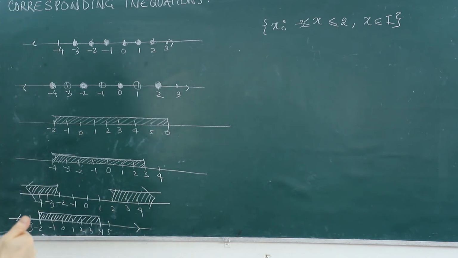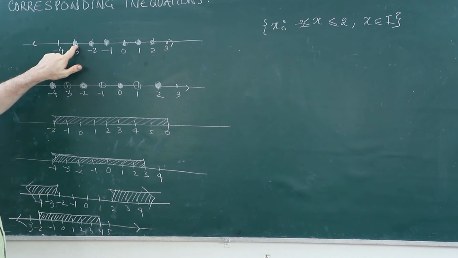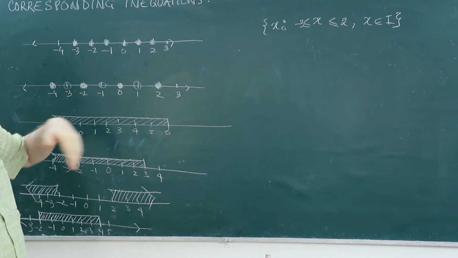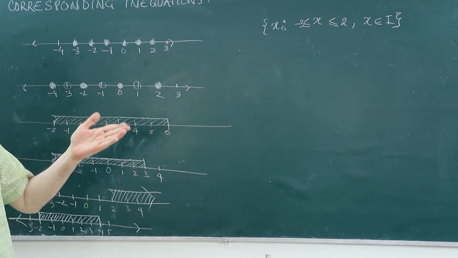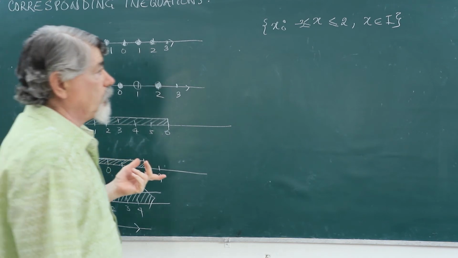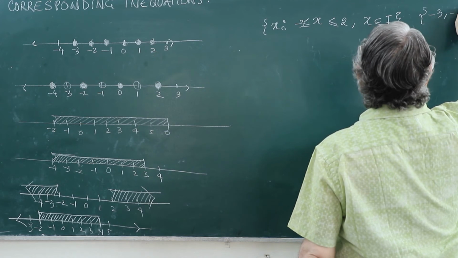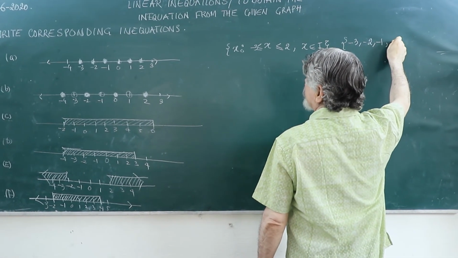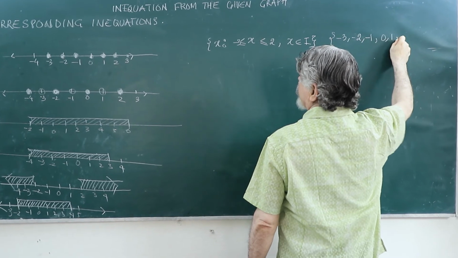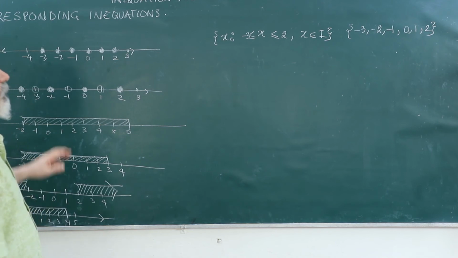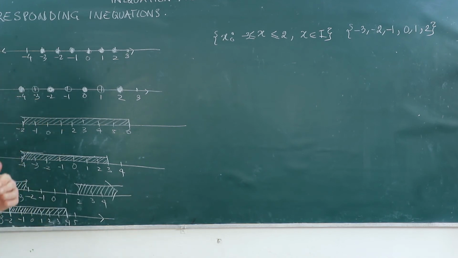X is greater than equal to minus 3 because they are marked. Minus 3, minus 2, minus 1, 0, 1, 2 are marked. So either I write in this form, or I can write in the roster form also. I could have written it as minus 3, minus 2, minus 1, 0, 1, 2. These are the elements of this particular set. But because he wants to express in the form of an equation, I am expressing them in the builder notation.